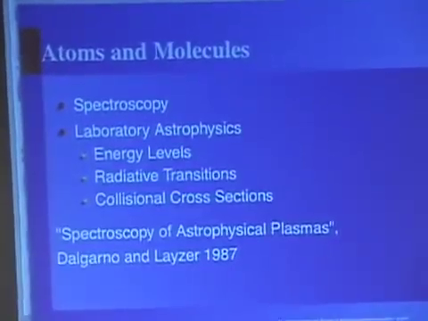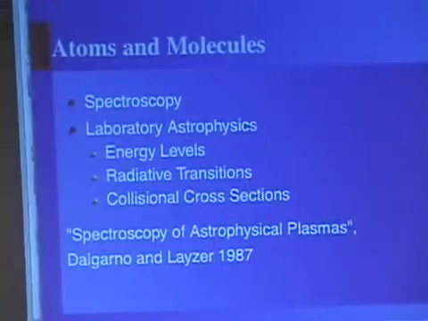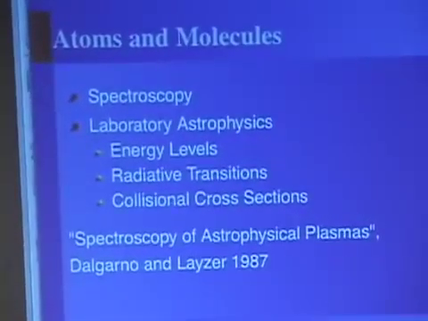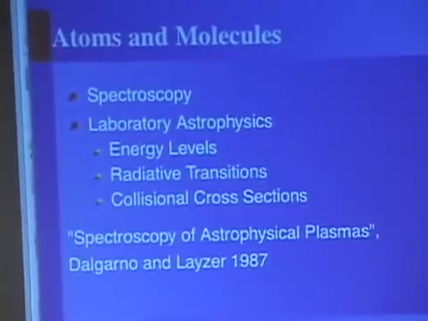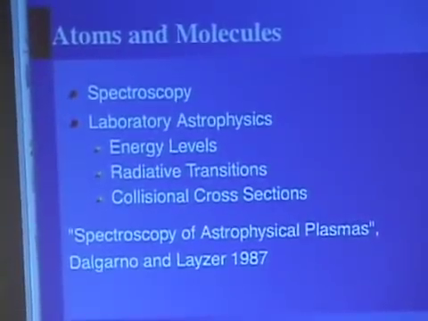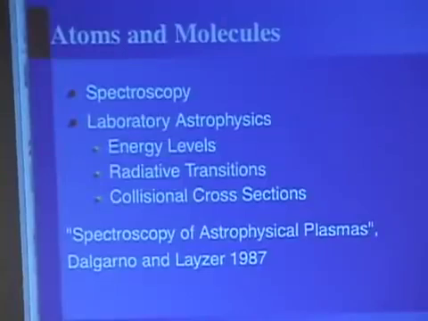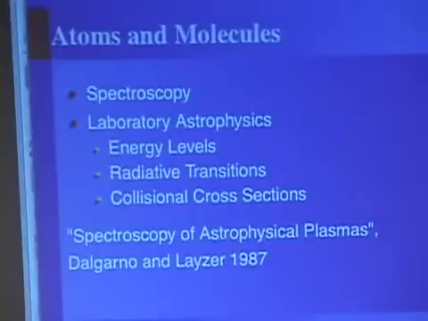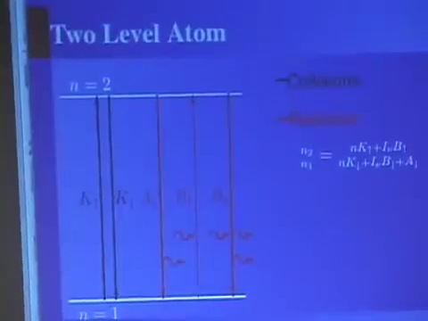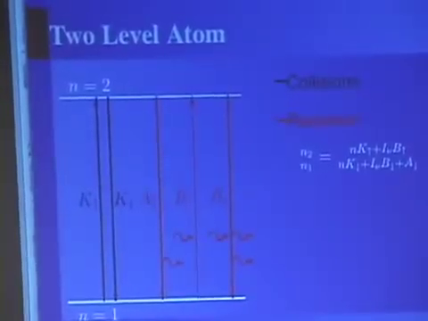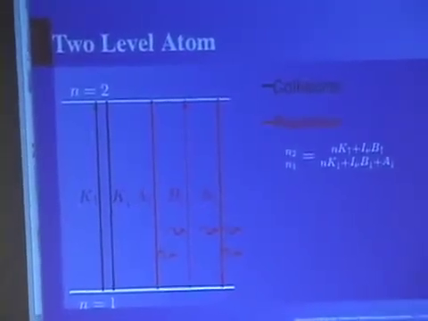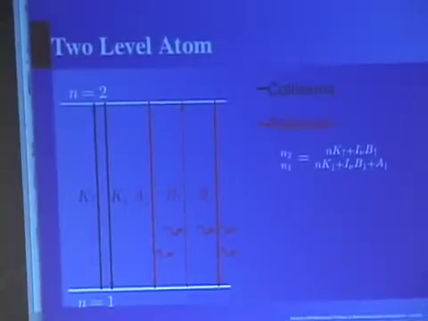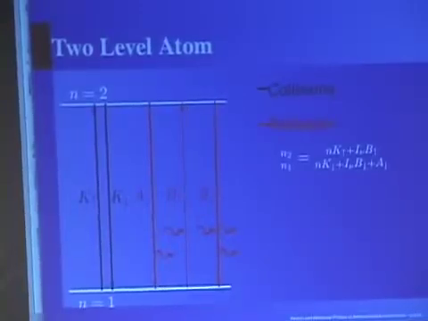The way we learn about the universe around us is by taking laboratory astrophysics, which includes both theoretical and laboratory data, and modeling that together to interpret astronomical spectra. I thought I'd mention as well, there's a nice book by Dalgarno and Lazer, Spectroscopy of Astrophysical Plasmas, which goes over a lot of this. Atoms and molecules work well because they have discrete energy levels, and so they emit in discrete lines, and we can model those.